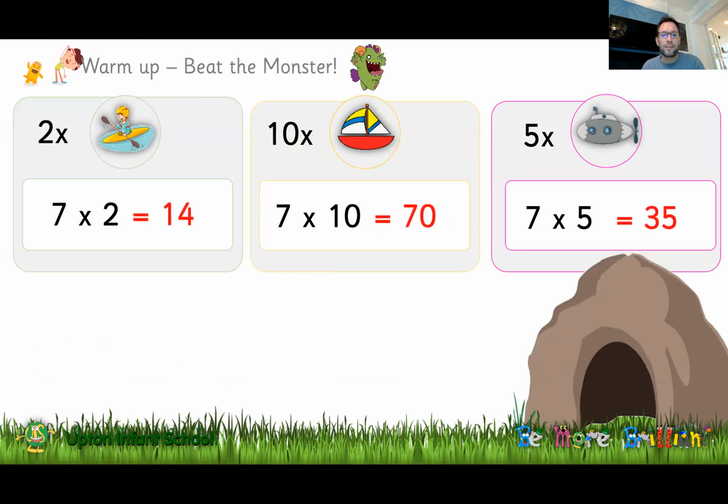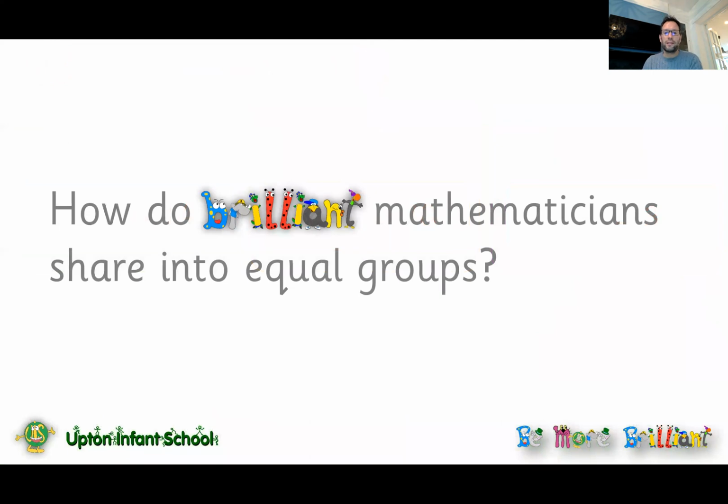And there he goes. Okay, so our answers are 7 times 2 is 14, 7 lots of 10 is 70, and 7 times 5 is 35. Congratulations if you beat the monster. If you did, that means you're starting to get really fluent, really quick at your times table facts. So well done. Okay, on to today's lesson.